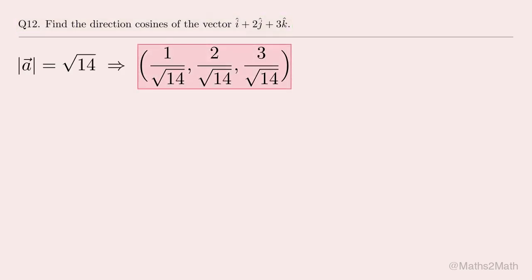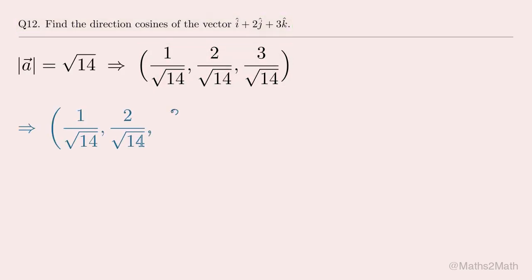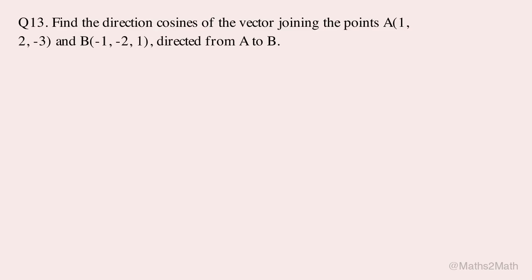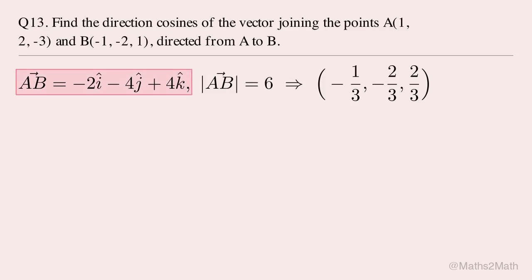Question 12. Components over the magnitude. Component-wise, arithmetic settles it. The magnitude is root 14. The cosines follow. Question 13. The vector AB first, then its cosines. Component-wise, arithmetic settles it. AB is -2, -4, 4 with magnitude 6. Cosines -1/3, -2/3, 2/3.